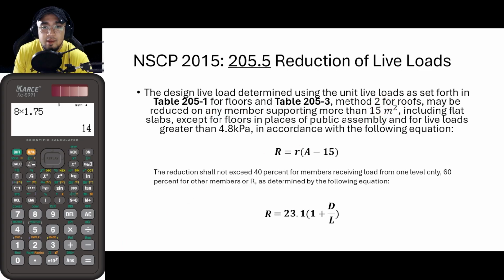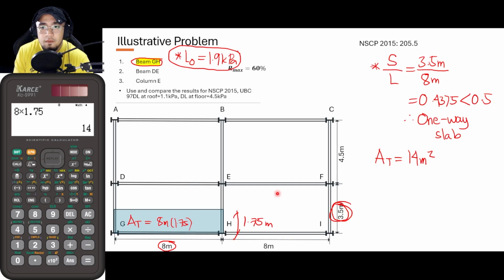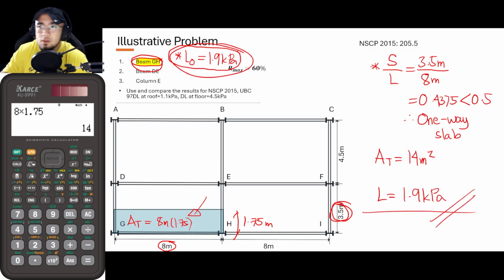Okay, and since the area that we have solved for is less than 15 square meters, that means that, as per NSCP 2015, we could not reduce the live load. And from that, guys, the live load that we will be using for this particular beam, which is beam GH, is basically 100% of 1.9 kilopascals. So 1.9 kilopascals. This is now the live load that we will be using.